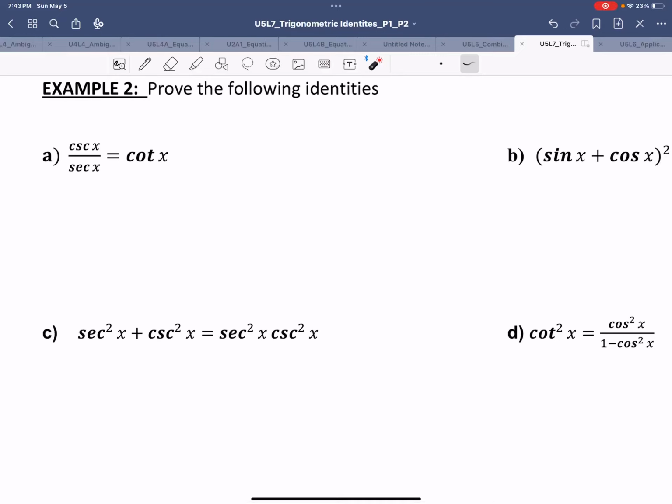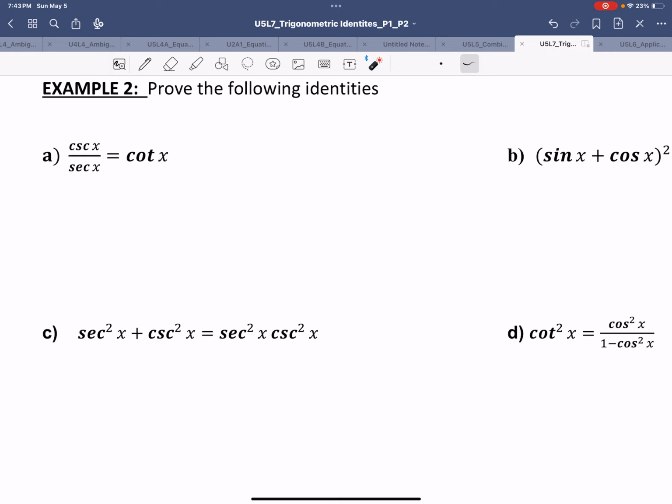We'll continue with some more trig identities. So here we go. We have example number 2a. We have cosecant x divided by secant x. And we want to prove that it equals cotan x. So first we have to pick a side.